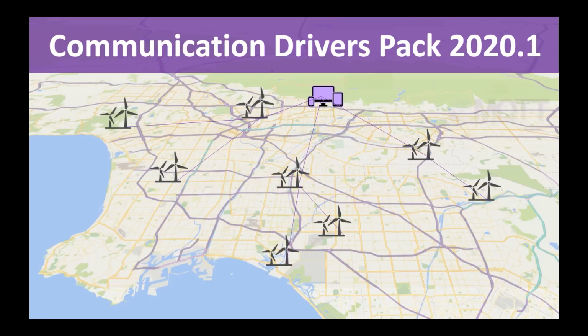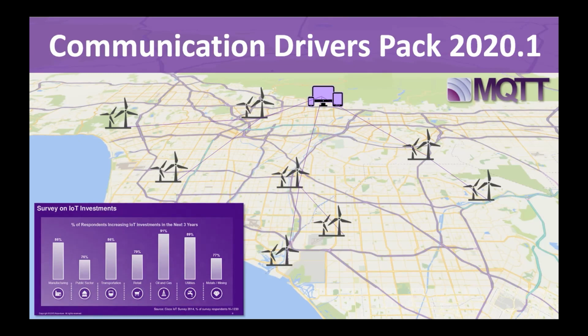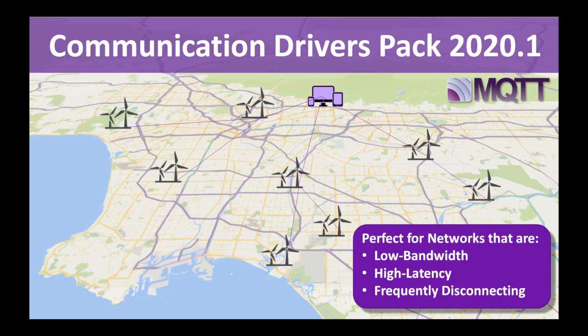MQTT is the predominant protocol in IoT solutions and continues to gain widespread adoption in real-time, mission-critical SCADA environments. Designed to be deployed in a geographically distributed system, MQTT with Sparkplug B is the most efficient protocol for transmission of data in bandwidth-constrained, high-latency, or unreliable network conditions.